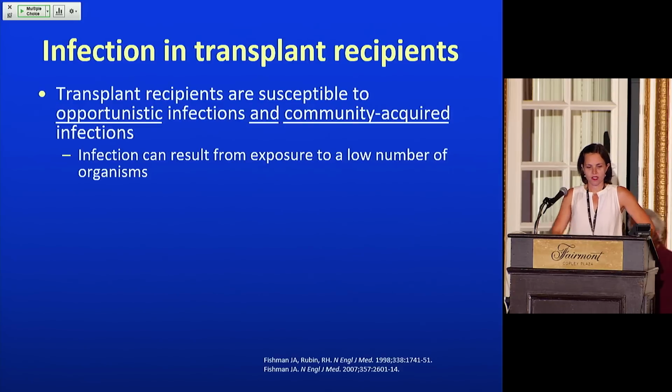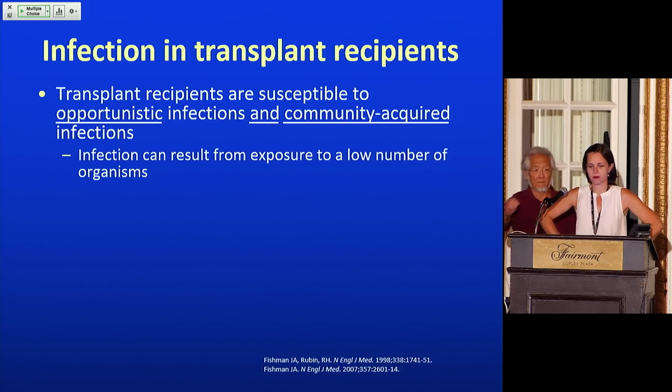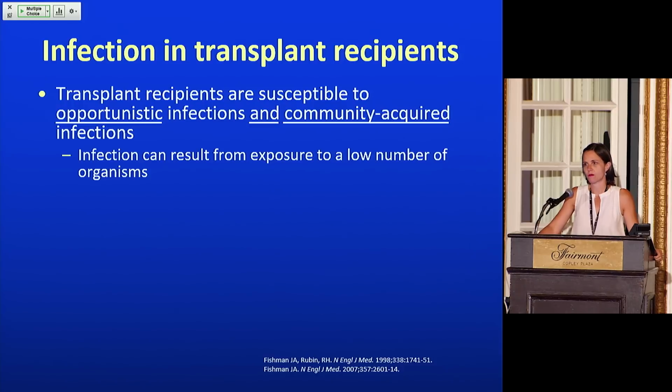So first, the basic principles. Transplant recipients are susceptible to opportunistic infections and community-acquired infections. You need to remember both sides of the coin. Infections can result from exposure to a much lower number of organisms than your typical host. So, all it takes is a couple bites of food that's contaminated with salmonella and they're quite sick, whereas your normal host can eat that sandwich and get some diarrhea and get over it.